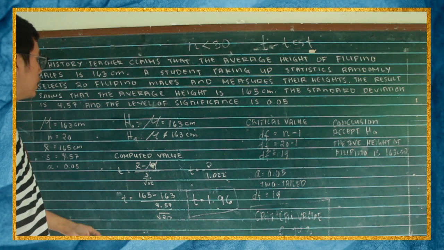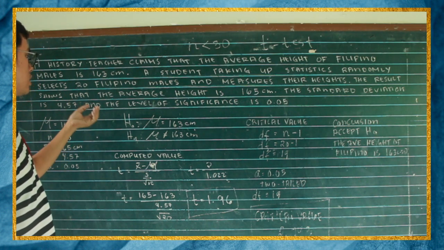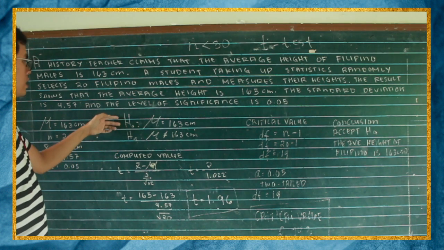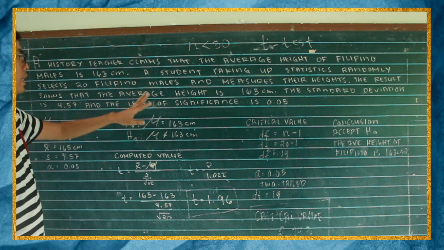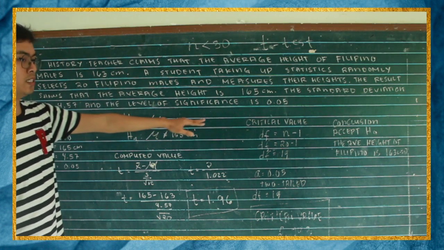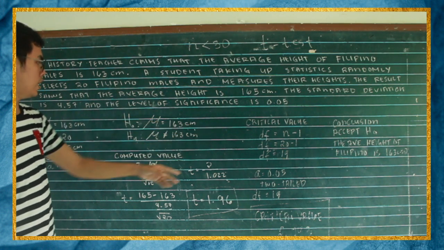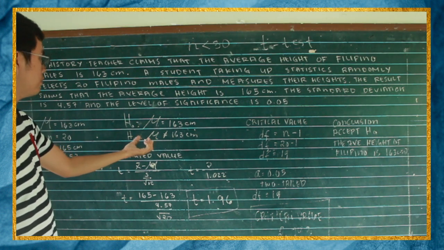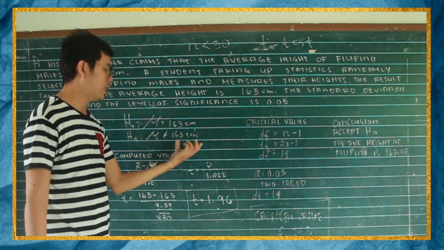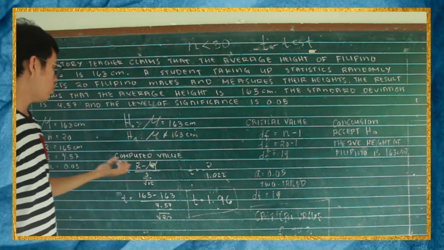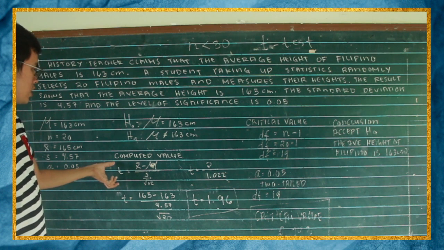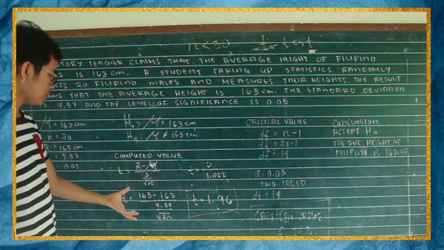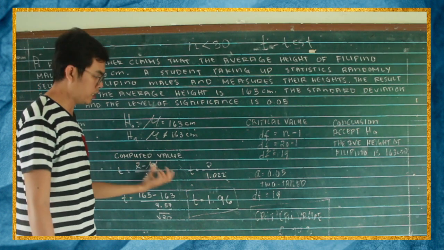Kapag na-meet lahat yun, we can now proceed to the first step, which is constructing the null hypothesis and the alternative hypothesis. So the null hypothesis is the claim of the history teacher, which is the average height of Filipino is equal to 163 centimeter. And then the alternative hypothesis is the average height of the Filipino is not equal to 163 centimeter. Computed value, we just have to use the same formula, and then based on the given, we have to substitute and then compute, then that would be the computed value.